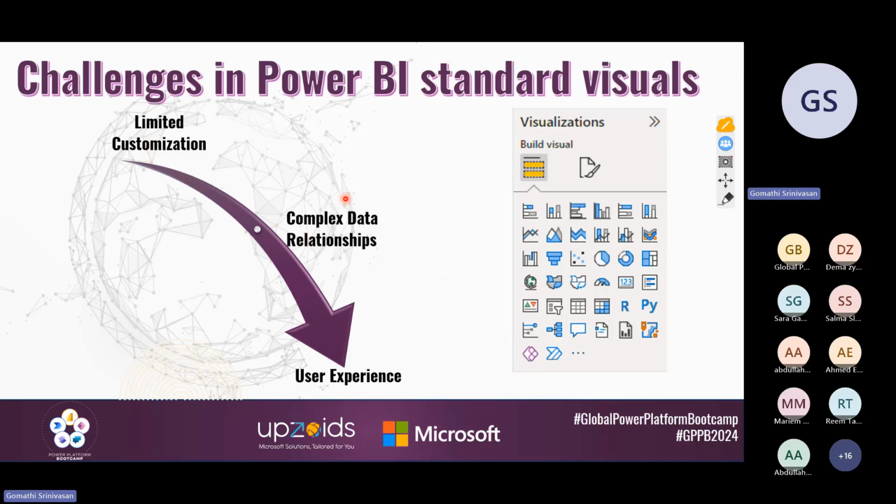The next important thing is complex data relationships. Our data is multidimensional, which is the reality. But when we try to capture this complexity within the confines of a single traditional visual, we often lose depth and nuance. It's akin to capturing a bustling city's life in a single photograph. So we need a visual to show the complex data relationships.